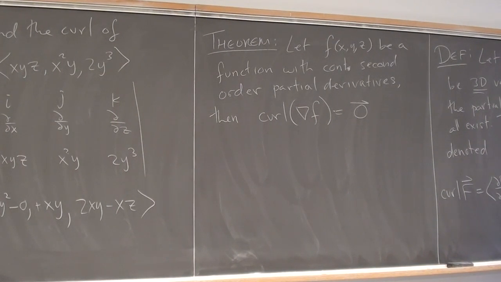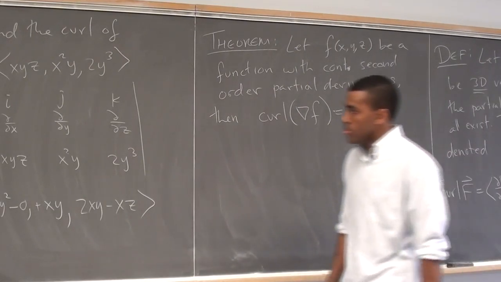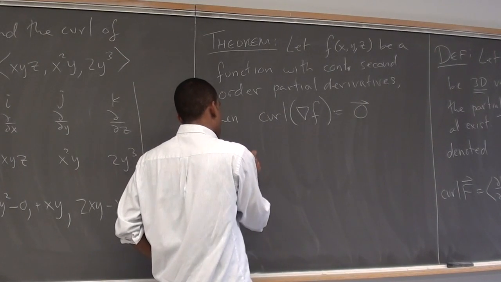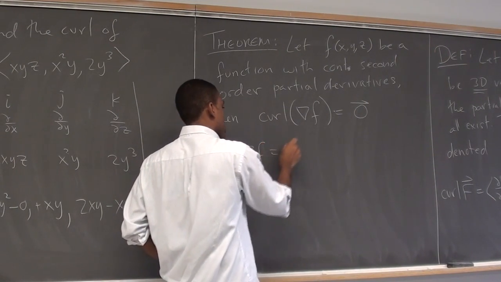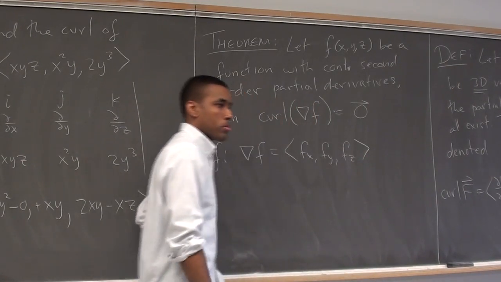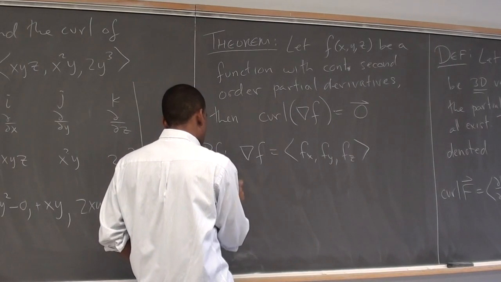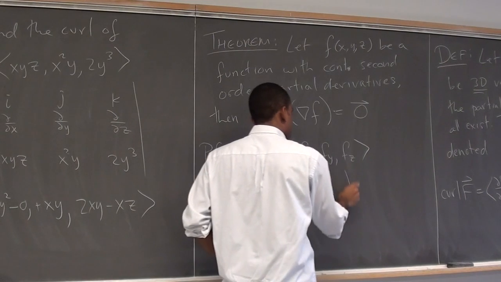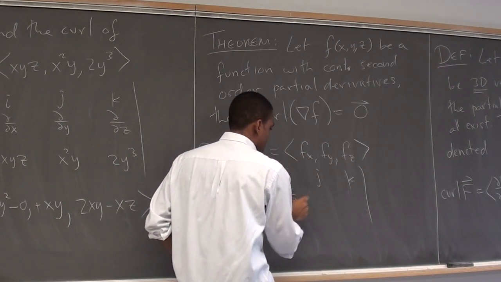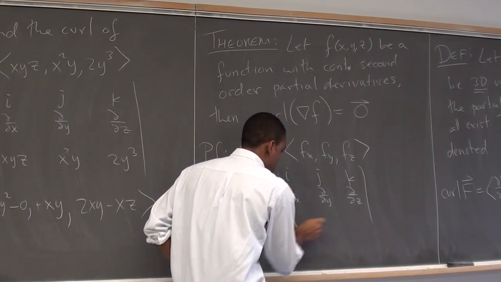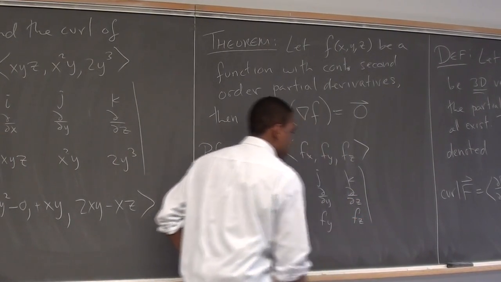There's a theorem that says the curl of a gradient field is 0. It's actually not difficult to prove. It's a very computational thing. You know that the gradient of f would just be fx, fy, fz, right? So if you take the curl of the gradient of f, you would just get i, j, k, partial with respect to x, partial with respect to y, partial with respect to z, of fx, fy, fz.